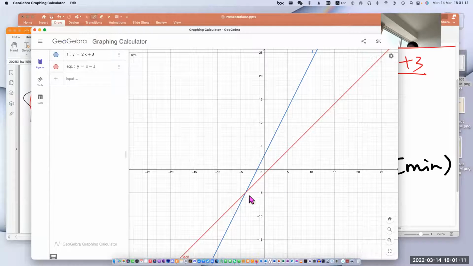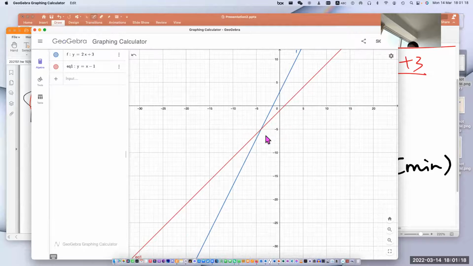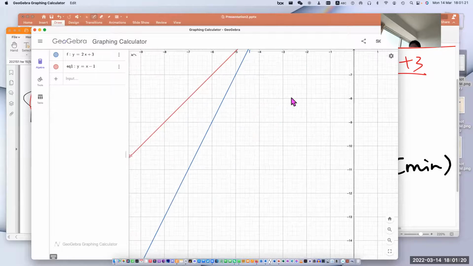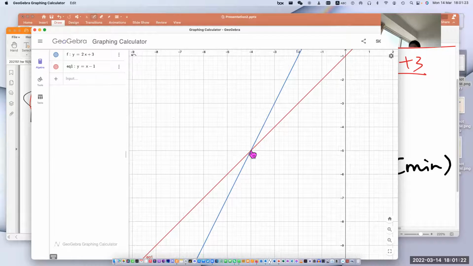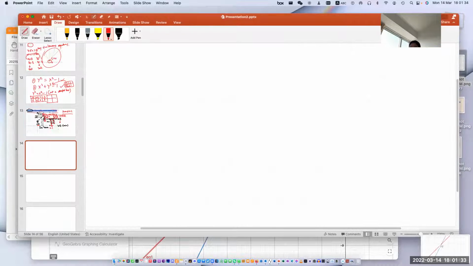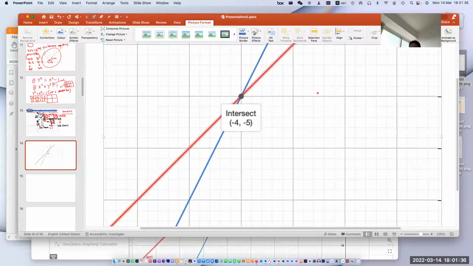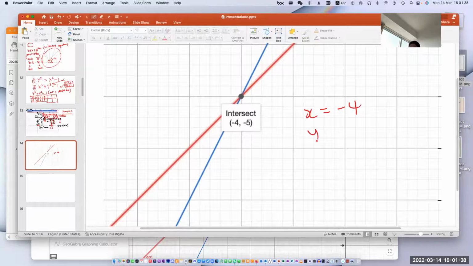Can you see? The intercept at what point? Here, here, right? Over here. So zoom in a little bit. Click on it. -4 and -5. Okay. So -4 and -5 for this question. Okay. So x is equal to -4, y is equal to -5. Okay. So this is graphical method.